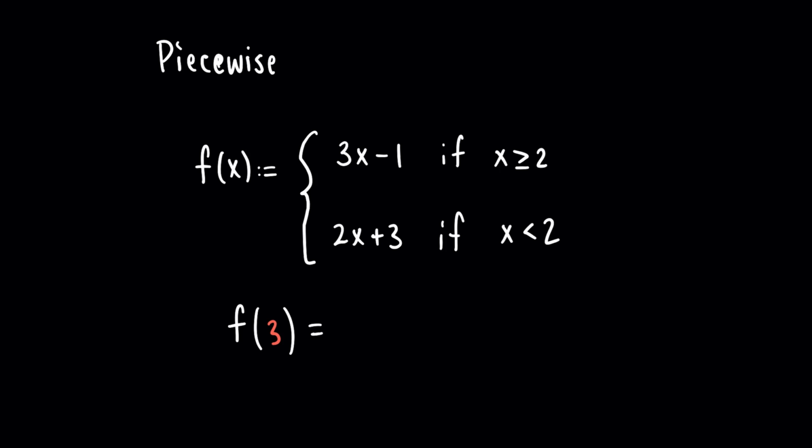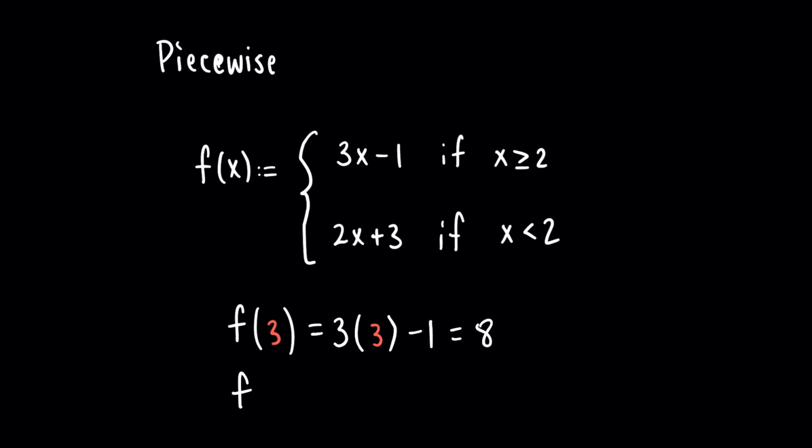So we're going to have to first decide which one we want to use. Since 3 happens to be greater than or equal to 2, because 3 is more than 2, we're going to use the 3x minus 1 function, but we're not going to put in x, we're going to put in 3, because that's what the input is, and then we'll subtract 1. So f of 3 in this case would be 3 times 3 is 9, minus 1 is 8. So f of 3 is 8.